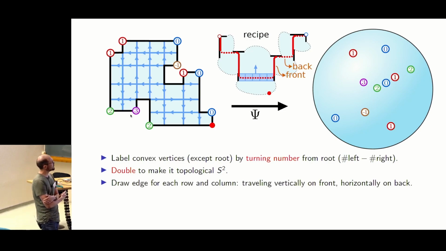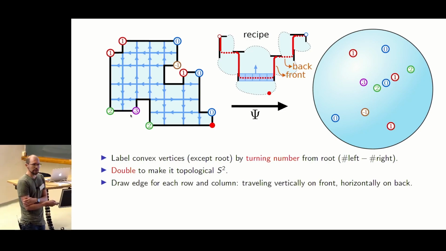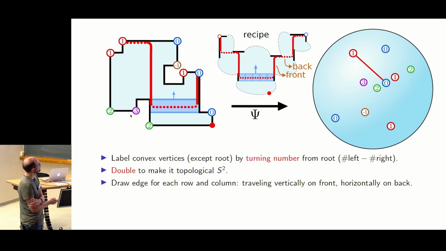So the prescription is actually not too complicated. I need to draw an edge for every row and column of the rigid quadrangulation. So here is an example. I have a row. I want to draw an edge that traverses the whole row, but it has to connect up to one of those convex vertices. So essentially, I do the simplest thing to find a convex vertex.